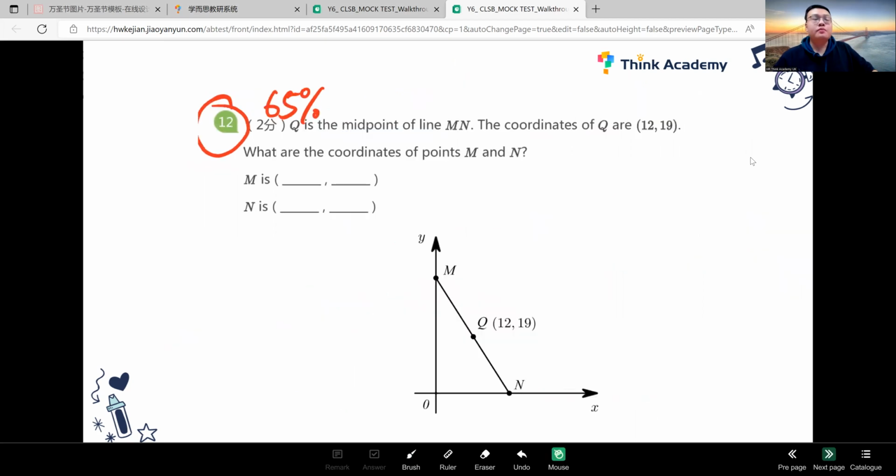So next one, I guess this one is also very easy. It says Q is a midpoint of line MN. The coordinates of Q are 12, 19. What are the coordinates of points M and N?